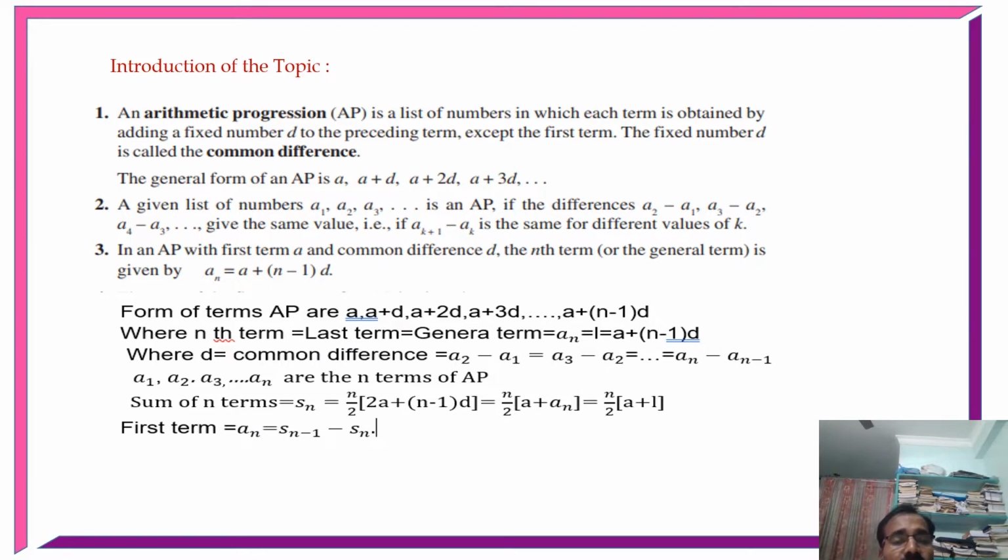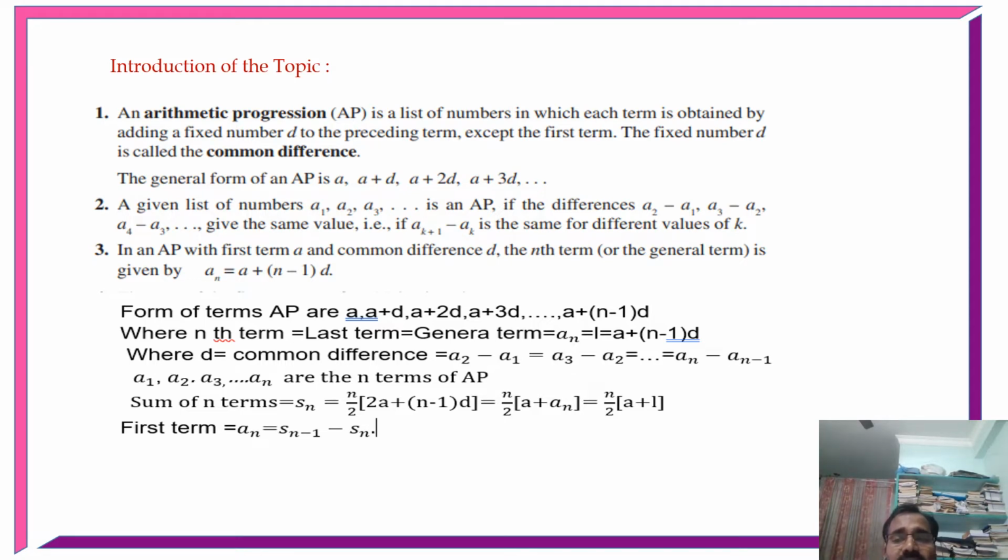The general term, or nth term, or last term, is defined as a plus n minus 1 into d, and we know the formula for common difference also: a2 minus a1, or a3 minus a2, or an minus an minus 1. From this we can define the general term, last term or nth term as a plus n minus 1 into d. Next, the sum of n terms depends on the situation. When a, n and d are known, it is n by 2 of 2a plus n minus 1 into d, and if we know only a and an, it is n by 2 of a plus an, equal to n by 2 of a plus l, if l stands for the last term.